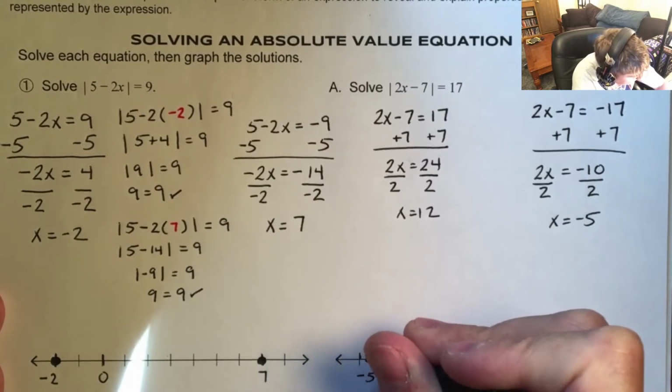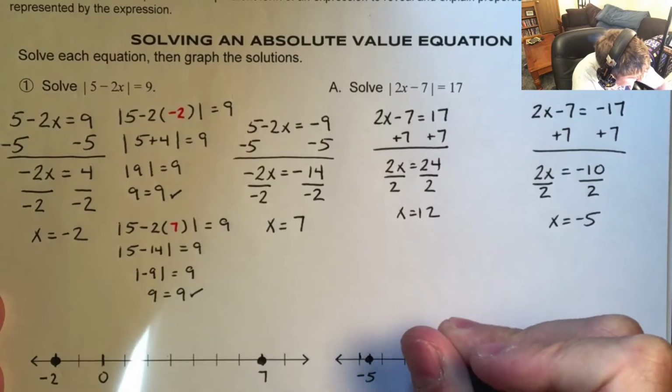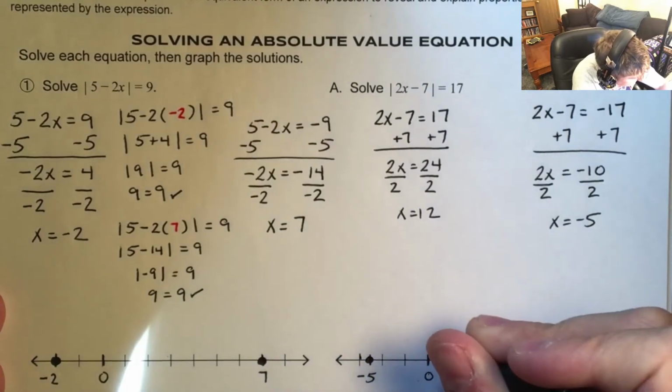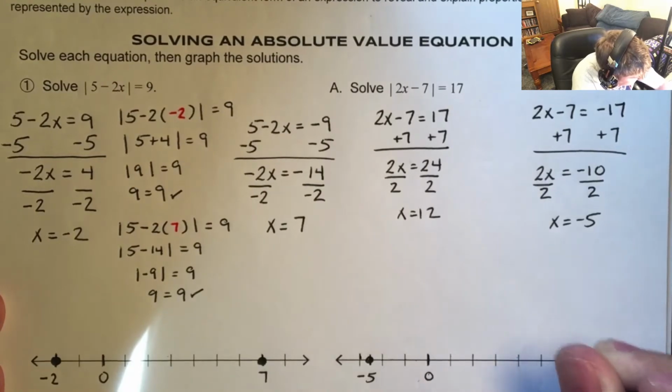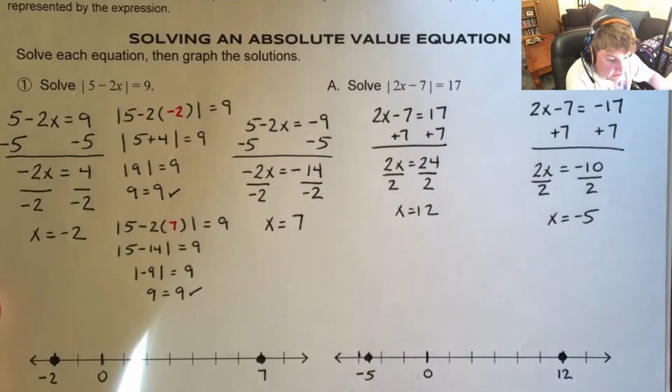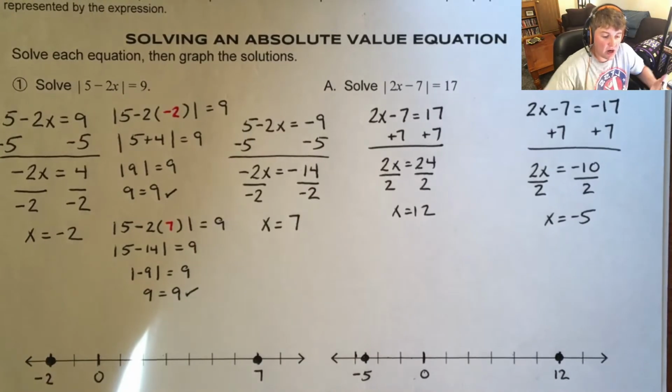Then this can be negative 4, negative 3, negative 2, negative 1, 0, 2, 4, 6, 8, 10, 12. Okay. And then these are my 2 answers. Again, your graph may look separate from or different from mine.